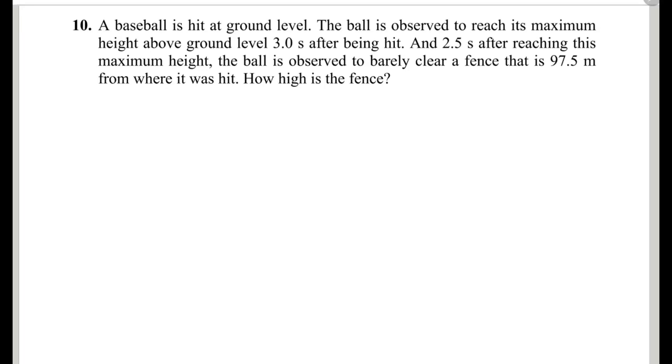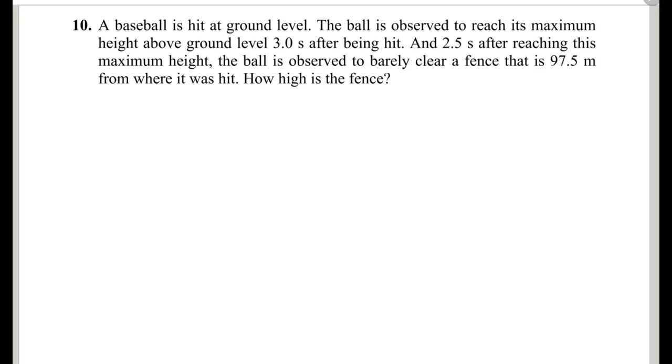A baseball is hit at the ground level. The ball is observed to reach its maximum height above ground level 3 seconds after being hit and 2.5 seconds after reaching this maximum height, the ball is observed to barely clear a fence that is 97.5 meters from where it was hit. How high is the fence?